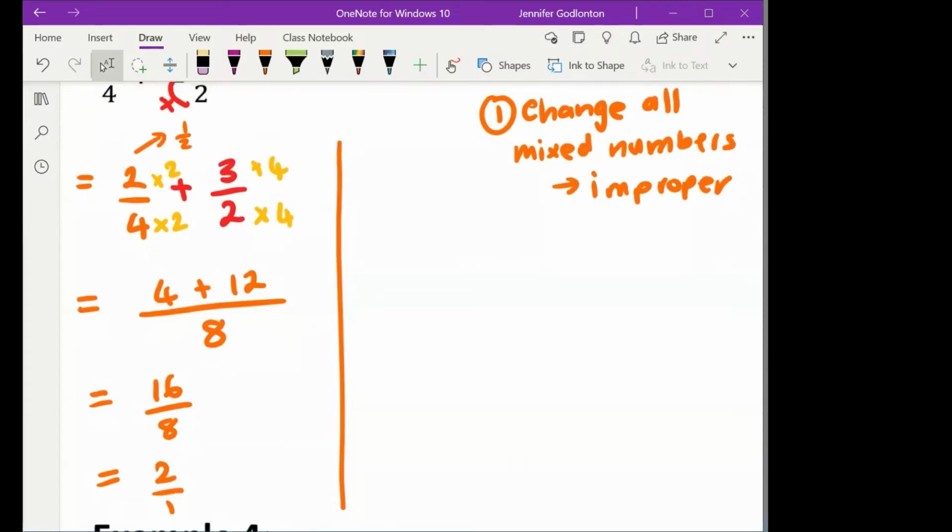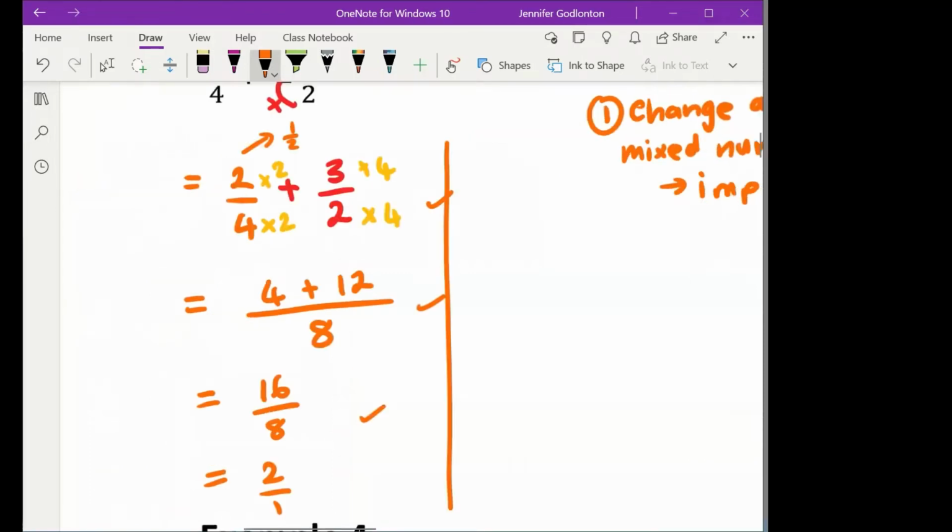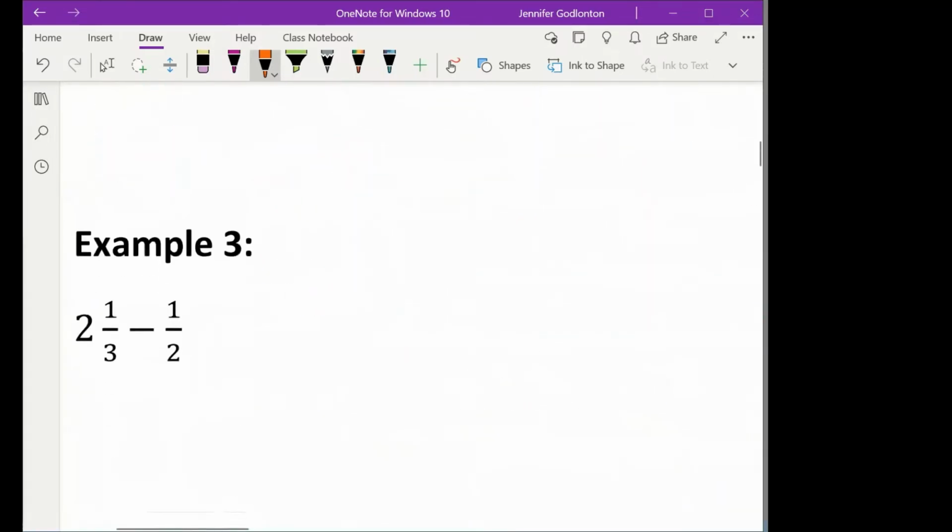Now remember that if you see these in your tests, even if you're allowed calculators in the test and they say show all working, you need to show every single step. Otherwise you don't get the marks. So just be very careful with that.